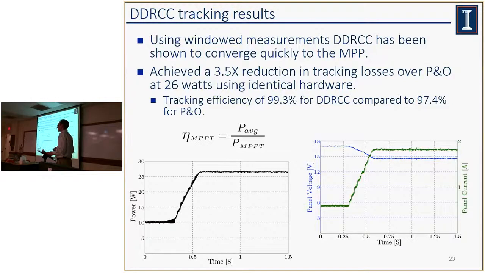Andrew: When you say tracking efficiency of DDR-C versus P&O, are you using dithering on perturb and observe, or are you using the discrete value? That's a really good point. I should put that in here. This is undithered. This is discrete values of duty ratio.